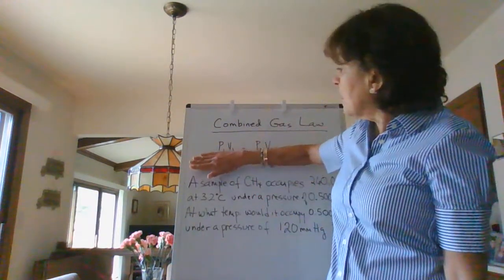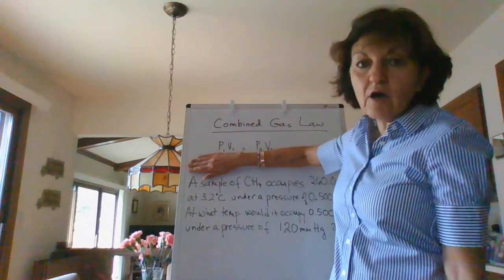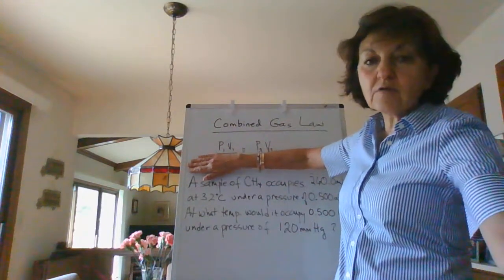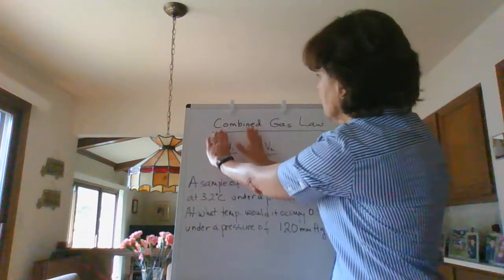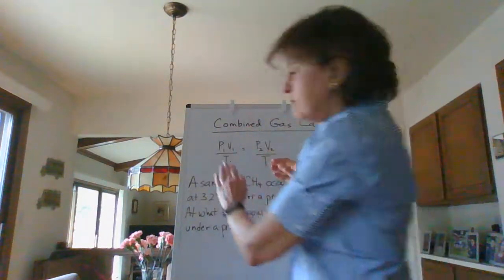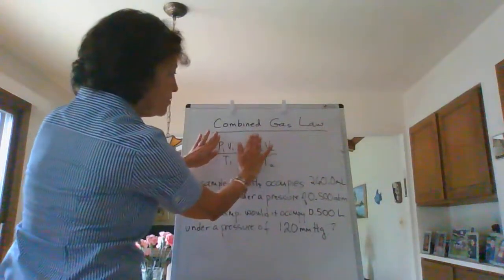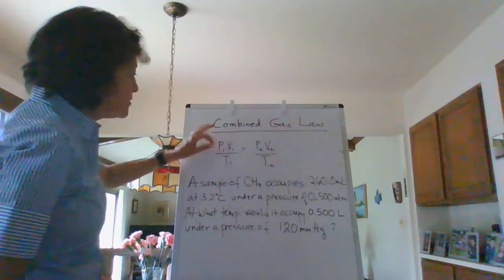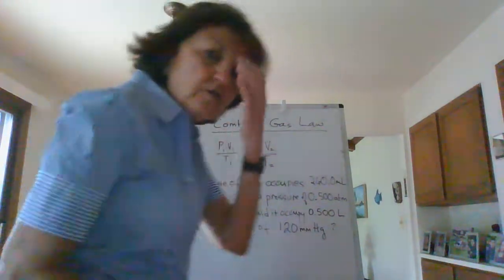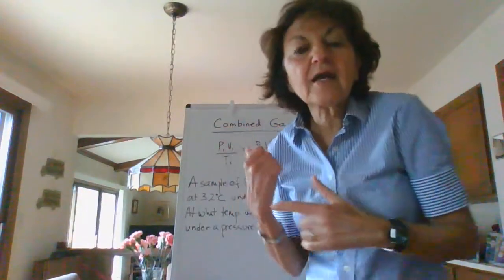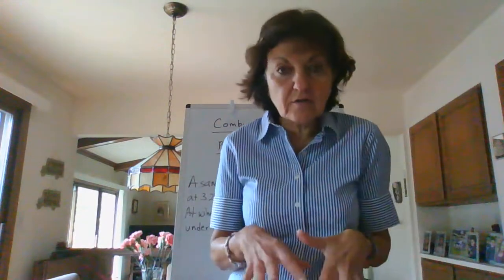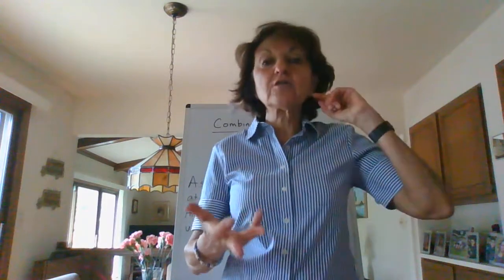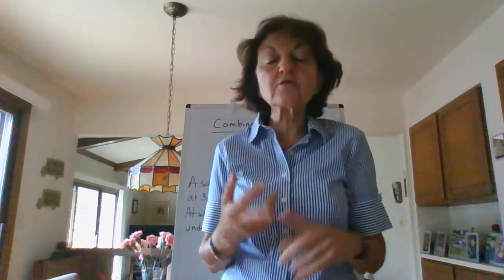If you hide the temperature, basically holding that constant, there's Boyle's law: P1V1 equals P2V2. If you hide the pressure, you see V1 over T1 equals V2 over T2. So what you see in the combined gas law is both Boyle's and Charles's laws. So when do we use the combined gas law? When the temperature changes, the volume changes, and the pressure changes.